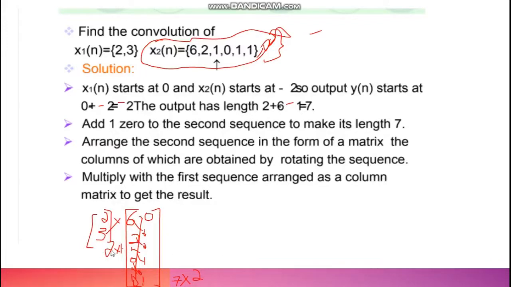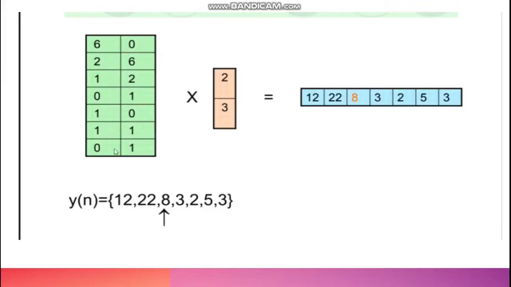Similarly, that's how you have to make the matrix. So here it contains 2 rows, which means this matrix needs two columns, right? So if we write 6 2 1 0 1 1 0, then one more column is needed. That means you should rotate it by 1. Okay, so you will get this, that is 6 2 1 0 1 1 0 and 0 6 2 1 0 1 1. Just multiply it with 2 and 3. So by the matrix multiplication, you will get 12, 22, 8, 3, 2, 5 and 3.